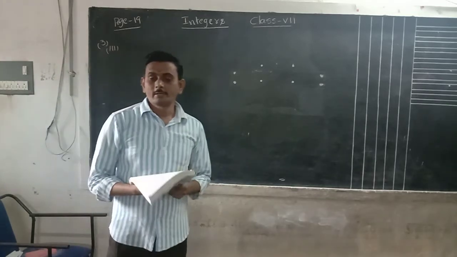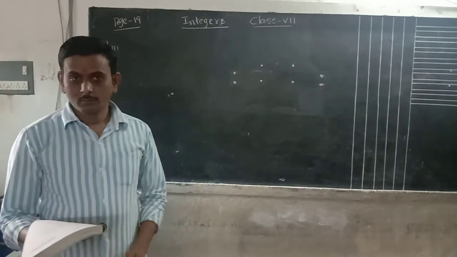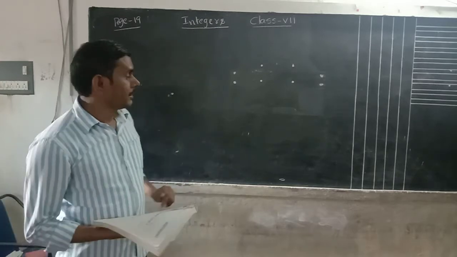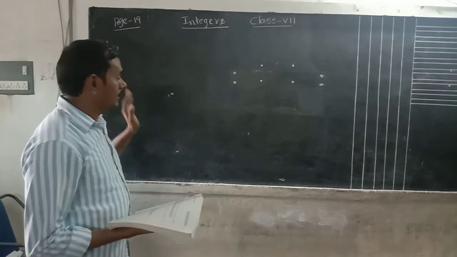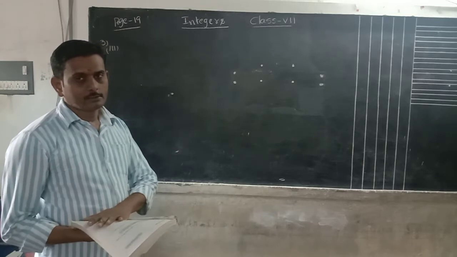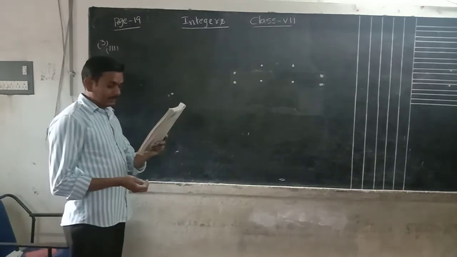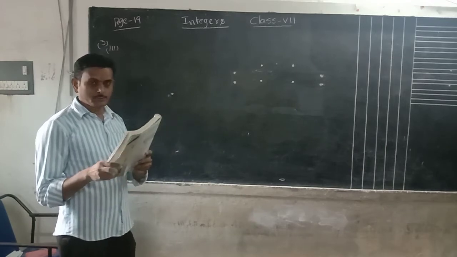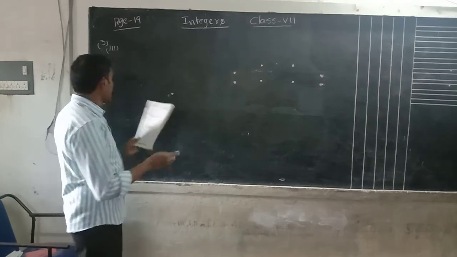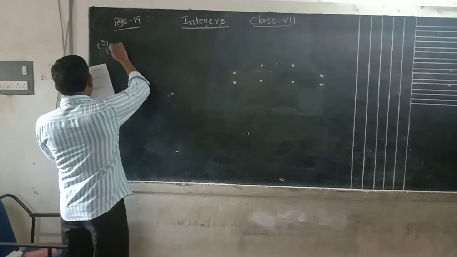Hello students, in the previous class we started Exercise 5 in the chapter Integers. In 7th class, in this exercise we only have multiplication-related sums. What are those sums? We will discuss here. Already in the previous class we discussed two sums. The second sum I will repeat again.